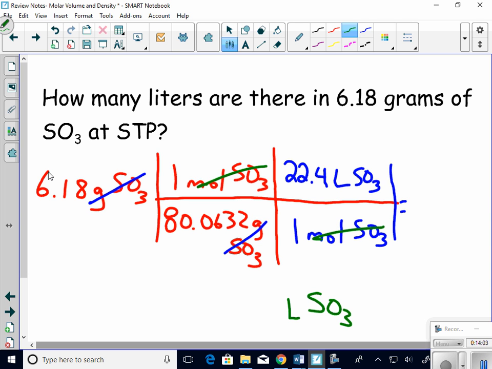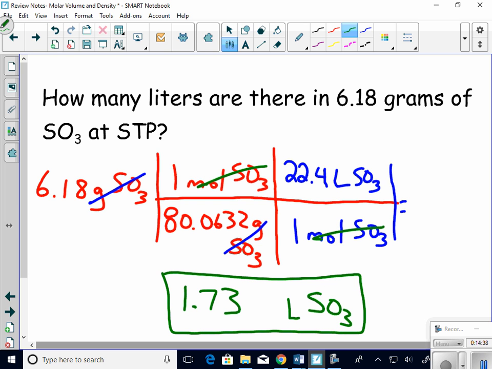Now I need to do my math. I multiply by things on the top. I divide by things on the bottom. So I take 6.18. I divide it by 80.0632. And then I multiply that value by 22.4. And I get a value with 3 significant digits of 1.73 liters of SO3.